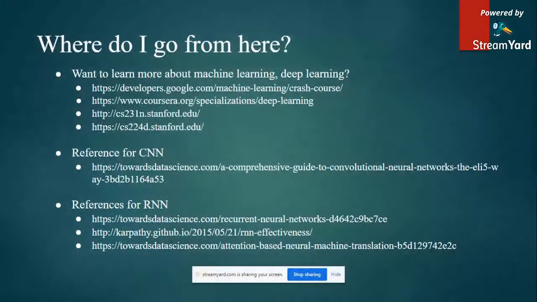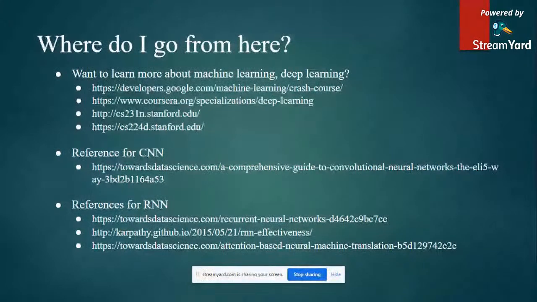The 231N deals with the convolution neural networks part, and the 224D of Stanford deals with the natural language processing for deep learning. So these are, I think, prominent courses on the web that are freely available, and you can learn from them. The other references on CNN and recurrent neural networks are some good blog posts that I found that are a quick refresher for you to look at.